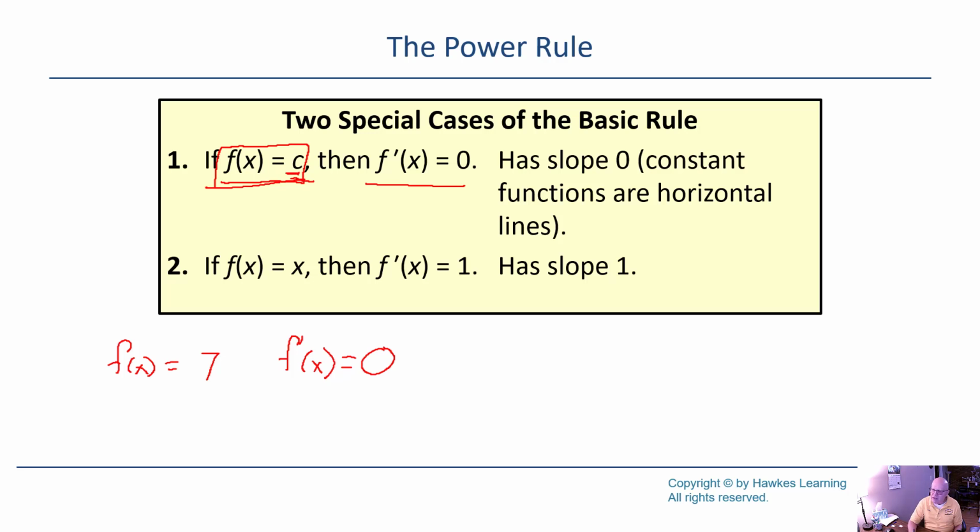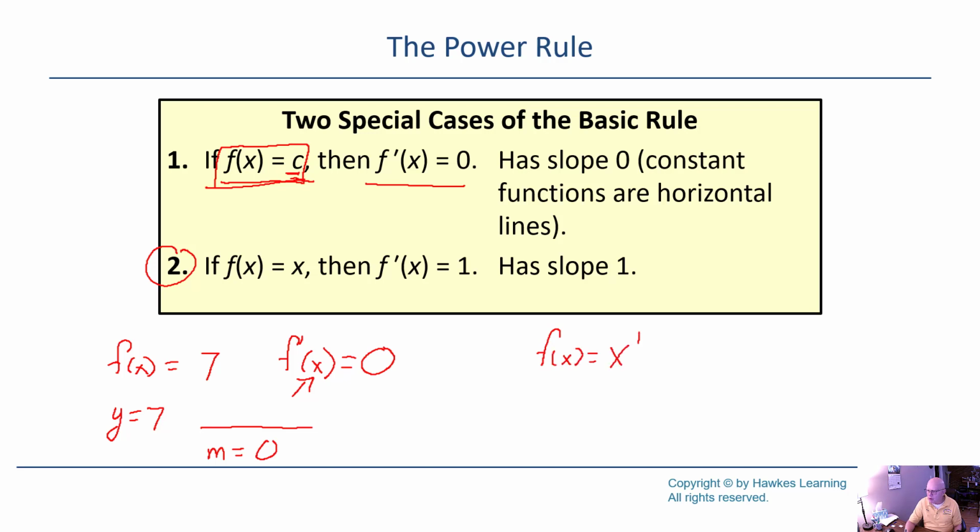If you think of it another way, this is the same thing as y equals 7. You might recognize this as a horizontal line. What's the slope of a horizontal line? 0. Ta-da!